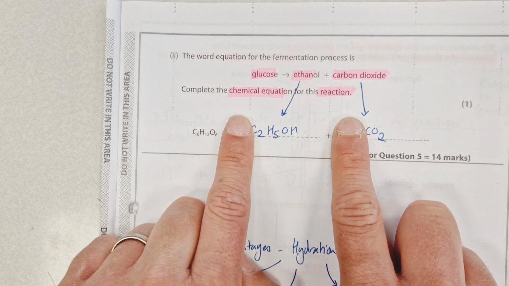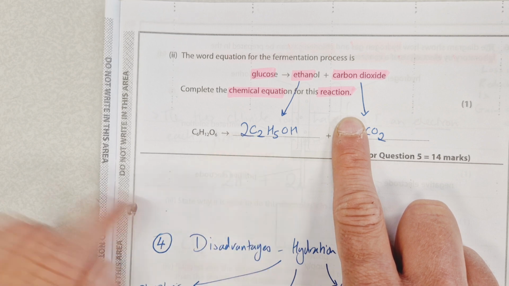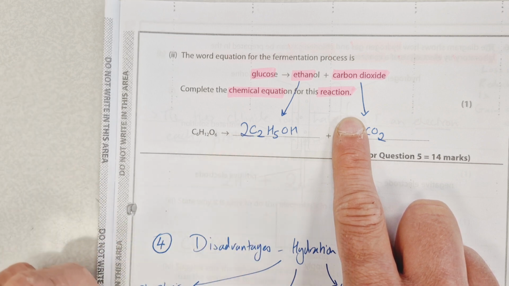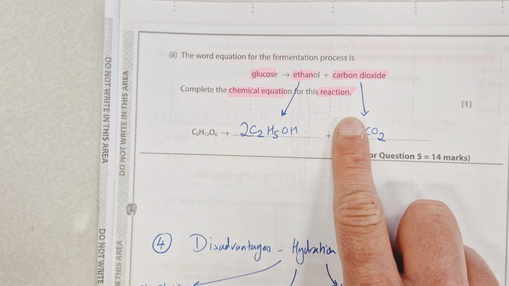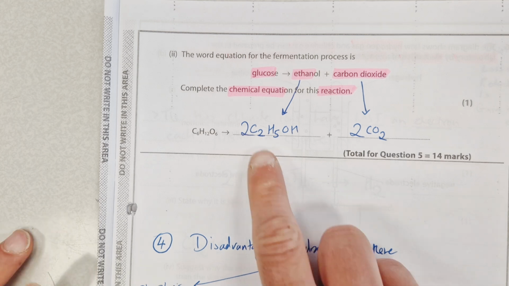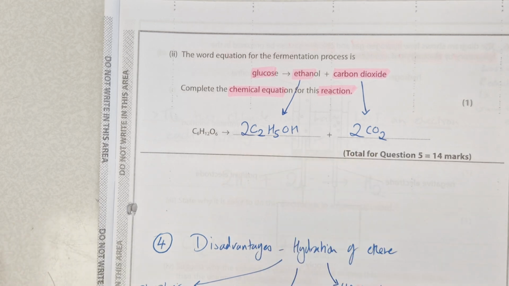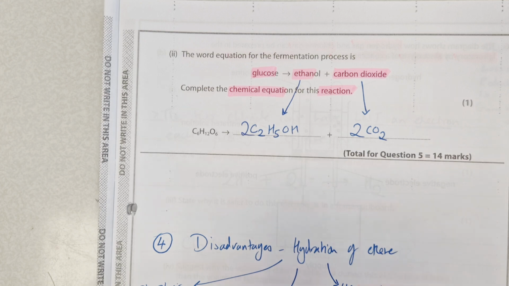So if we put a coefficient 2 in front of the ethanol, multiplying that up by 2, that would give us 2 times 2, which is 4, plus 1, which is 5 carbons, almost there. And if we also multiply the carbon dioxide by 2, that gives us 2 times 2, which is 4, plus 2, which is 6. 6 carbons matching the glucose molecules, and it also matches for hydrogens and oxygens as well. That would be our balanced equation.